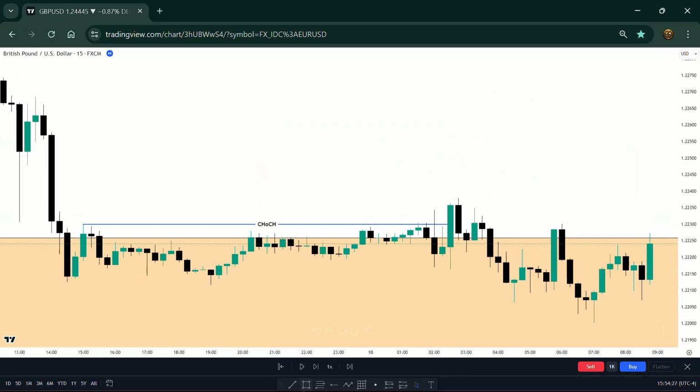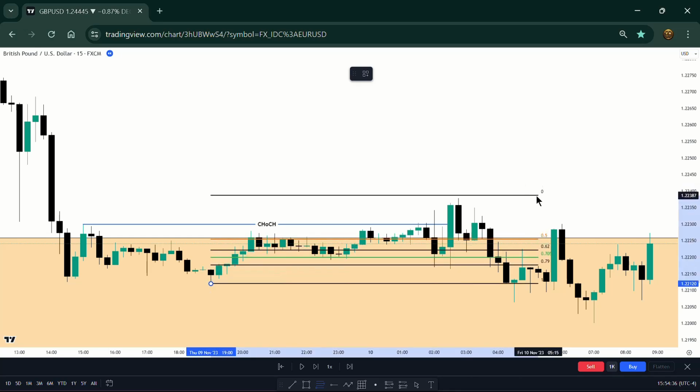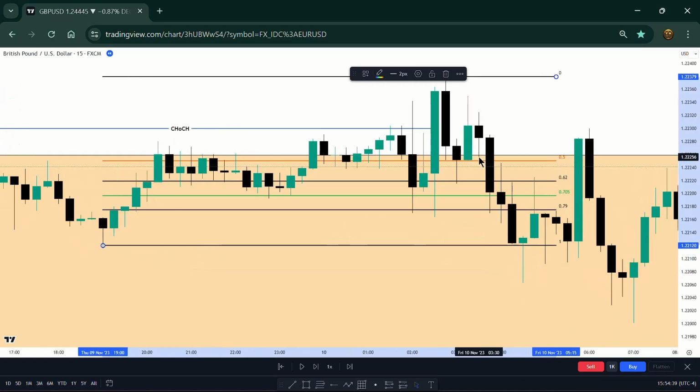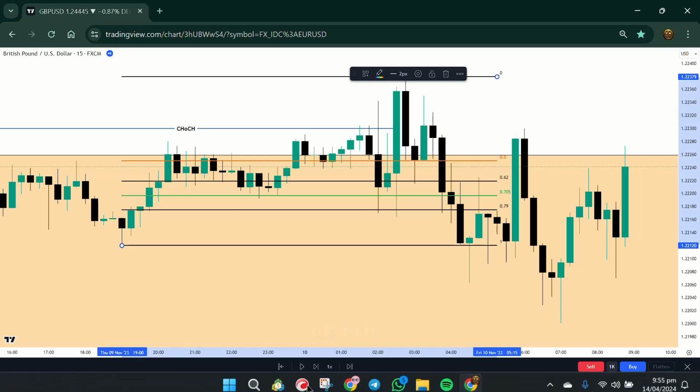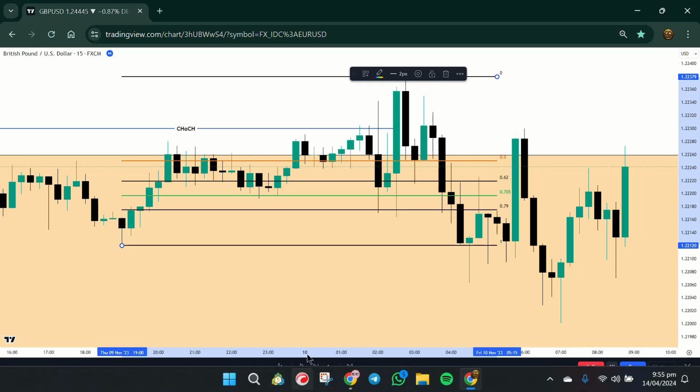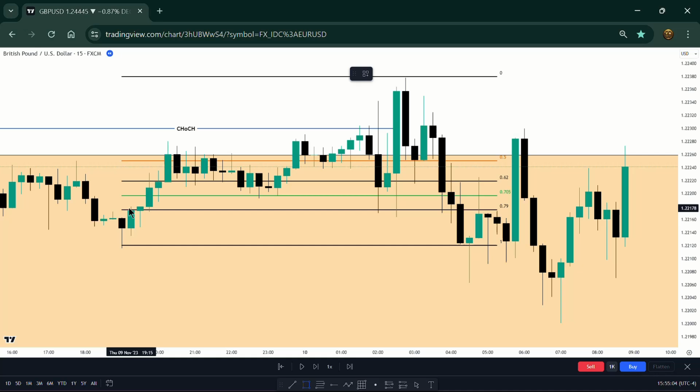Okay, if you want, you can even draw your Fibonacci like that. This is the low right here, to that high. So under this orange thingy here, can you see any point of interest? Can you see any point of interest? Me, I can see one point of interest. And here it is, okay? Right here. I hope you can see it. I can see one point of interest right here, okay?